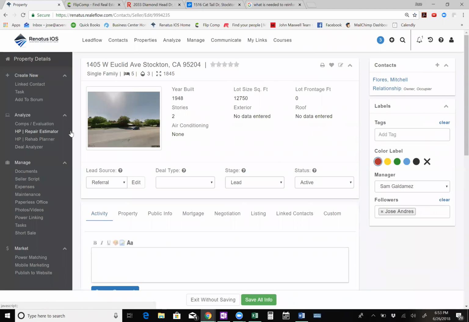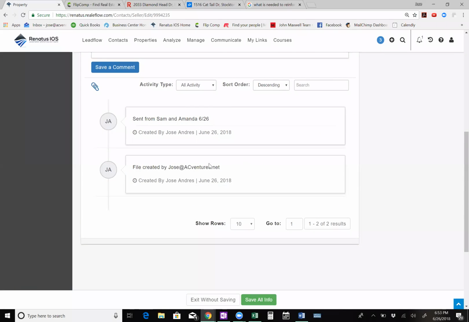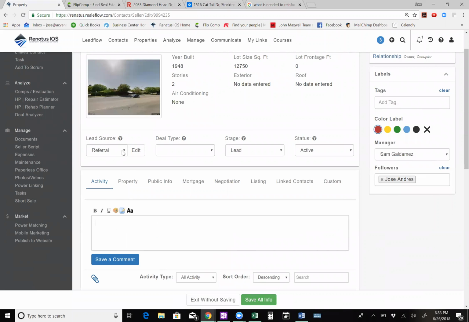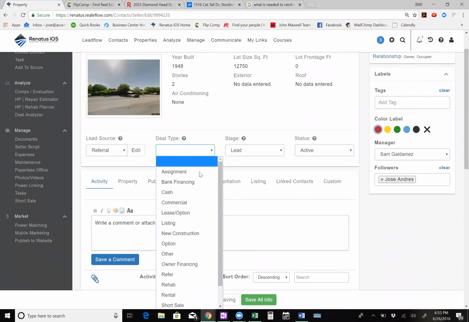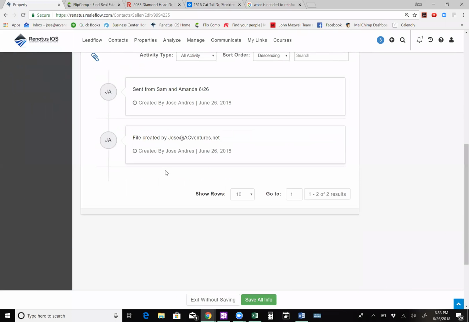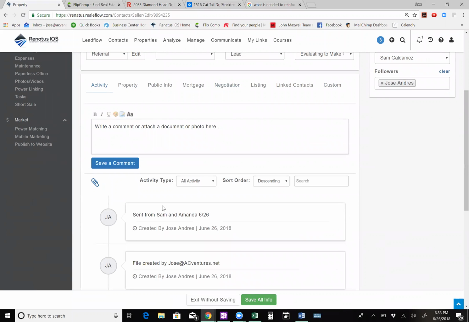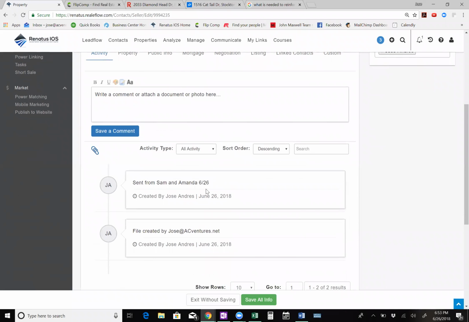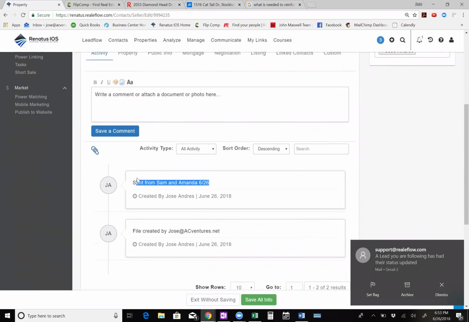And what I like to do is enter the information, and I always add comments here. So where did you get it? It was a referral. What kind of deal is this? We're not sure yet. It's a lead, and we're evaluating to make an offer. Now, I also add in comments here that I was sent this from Sam and Amanda 626. You put that in the comments right here, right?